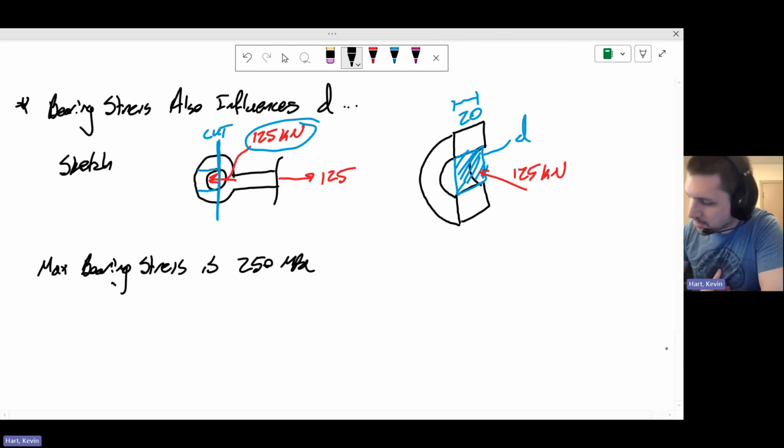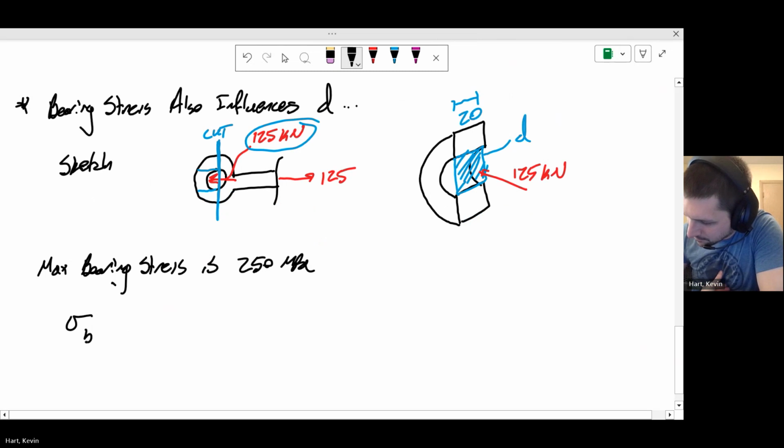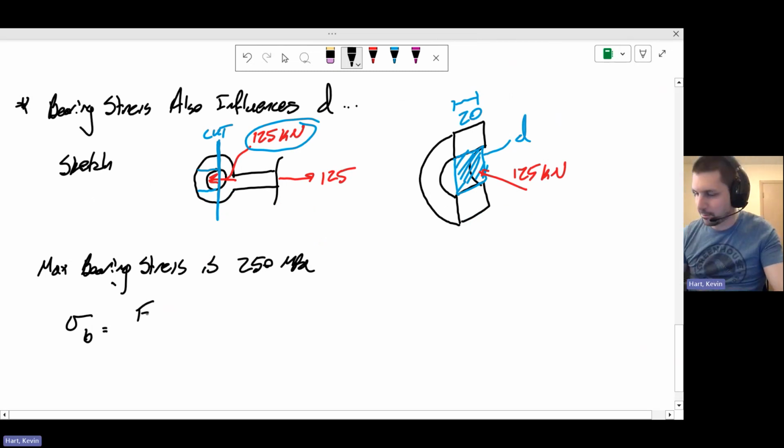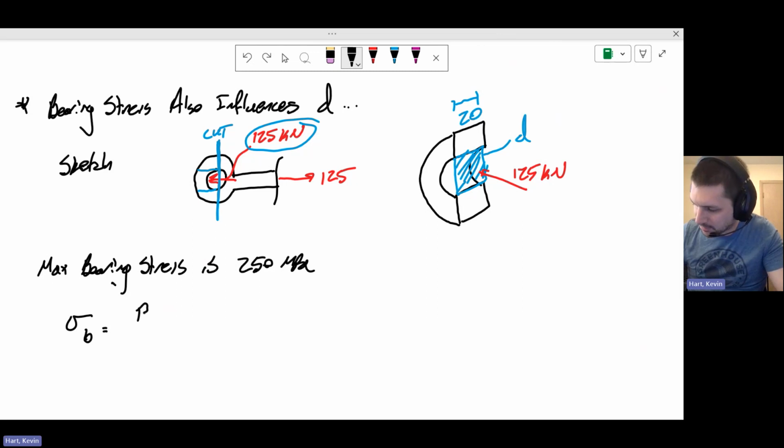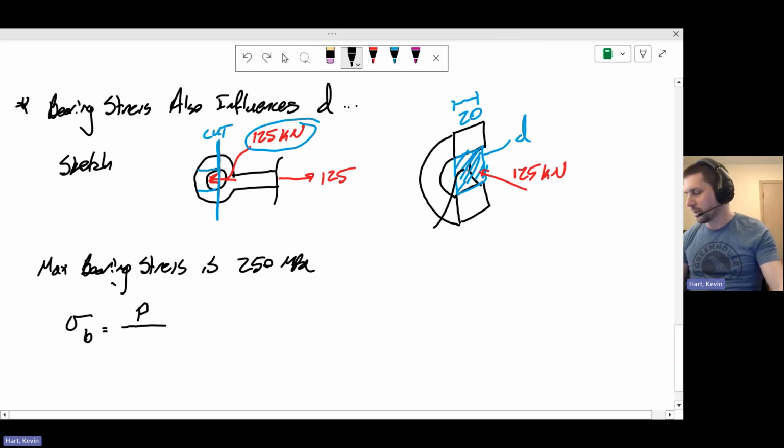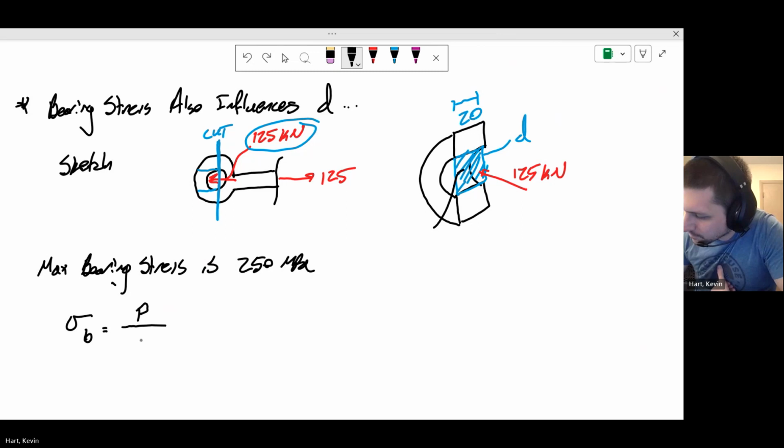And generally, the equation for the bearing stress is going to be something like the load. I'll call it F, or you can call it P. I think we've been calling it P in class. We'll try to stick with that. Divided by this projected cross-sectional area here, which is 20 millimeters times D. I'll just write it as P over A.